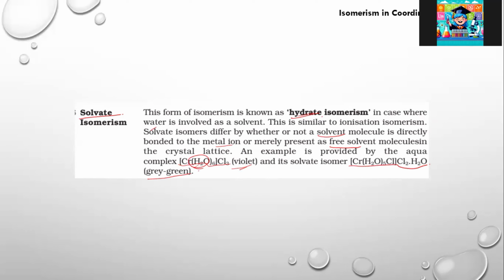So with this, we are coming to the end of the brief description about the coordination compounds and isomerism. I hope everything is clear for everyone.